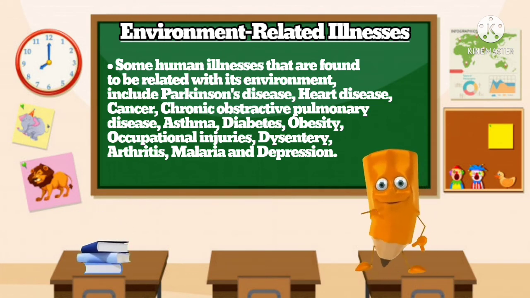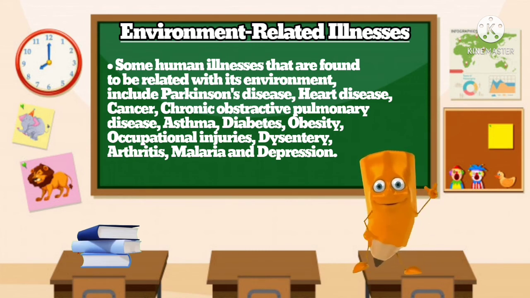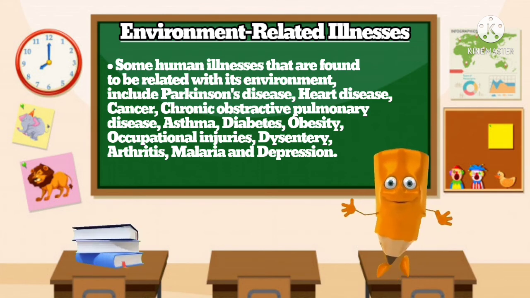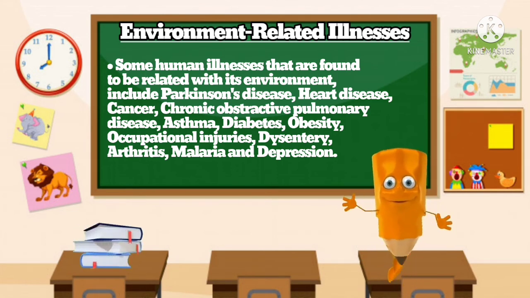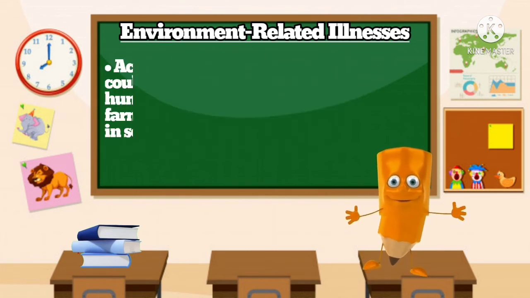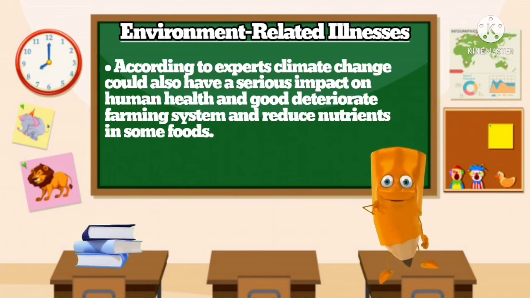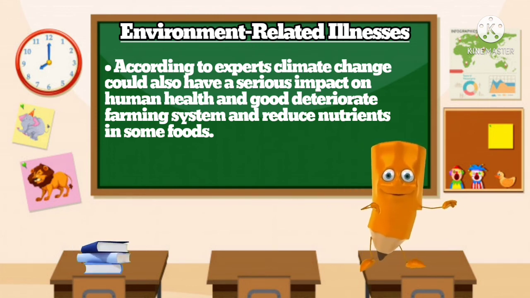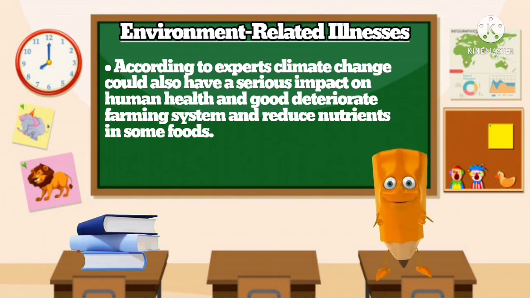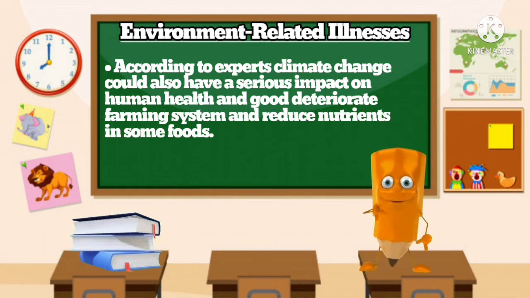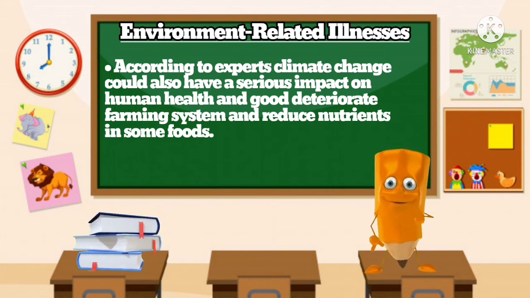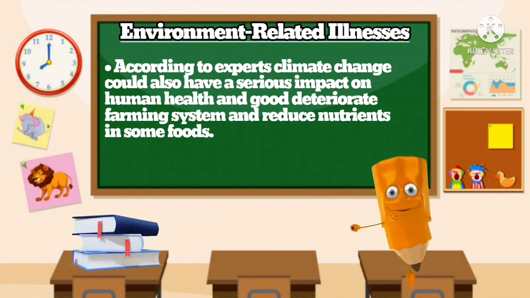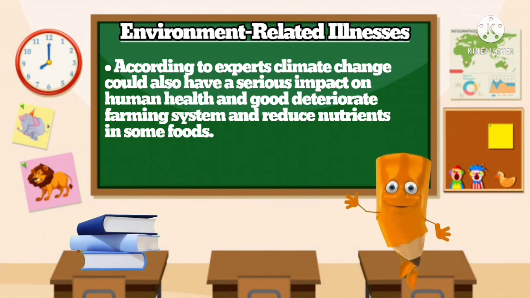Sometimes human disease is connected to work or what place they belong to. Because of this, they get many types of disease like I mentioned earlier. Parkinson's disease, heart disease, cancer, and etc. According to experts, climate change could also have a serious impact on human health and could deteriorate farming systems and reduce nutrients in some foods. Due to climate change, many people are affected, not only us but also the vegetables and fruits. When we lose them, we lose the nutrients we get.